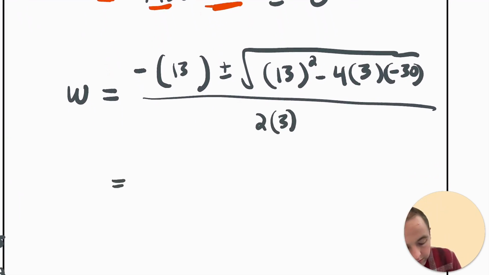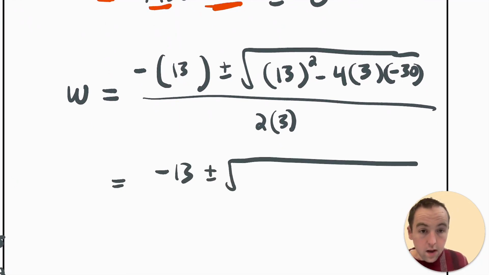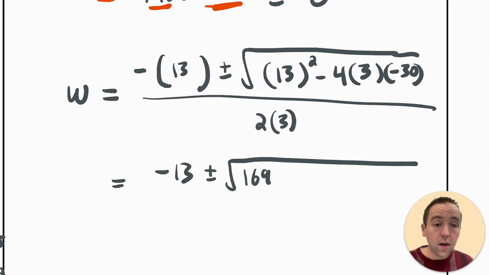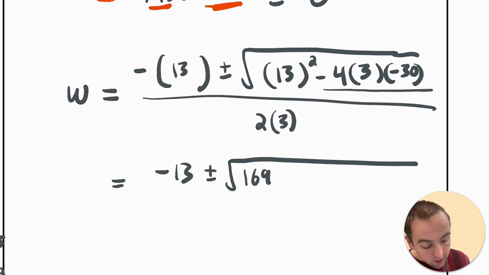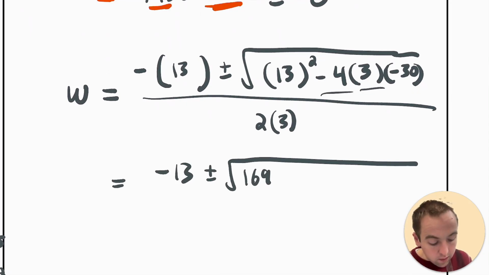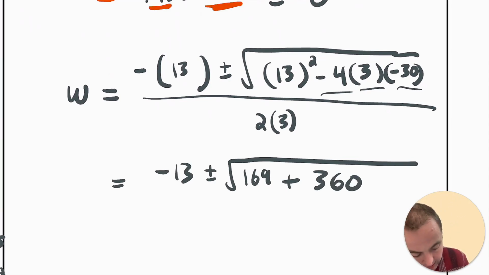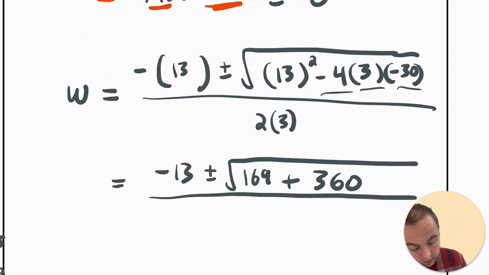All right, so simplifying this all out, we're going to get negative 13 plus or minus the square root. So if I start with the 13 squared, that's always positive, it ends up being 169. And then right there that I just underlined, we're going to multiply those 3 numbers together. It's a negative and then a positive and a negative, so we end up with a positive. 4 times 3 is 12, and then 12 times 30 is 360. So we'll end up with that. And then finally, over 2 times 3, which gives us 6.